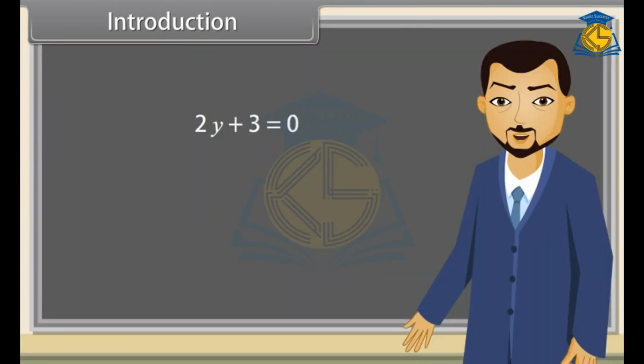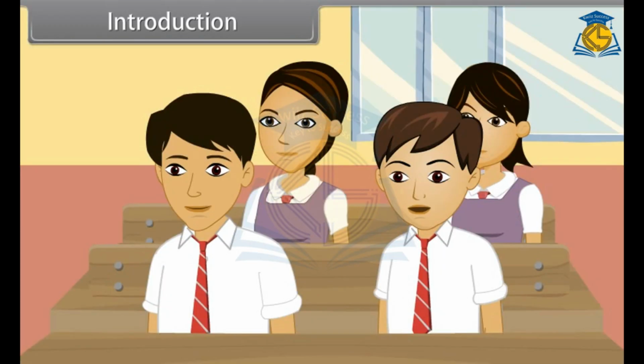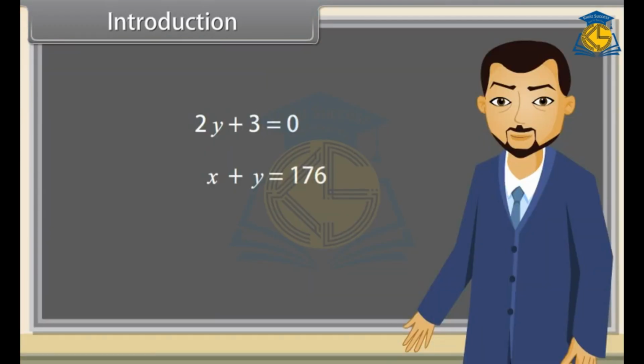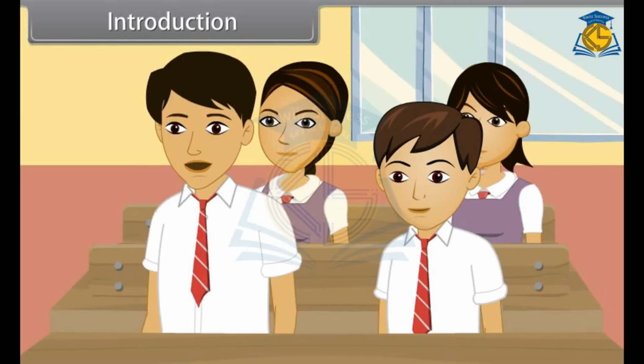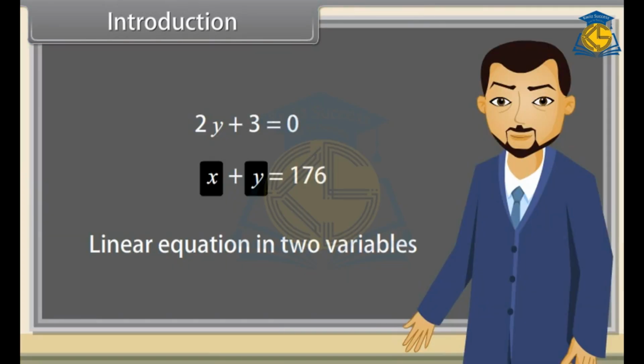Correct. Now tell me which equation is this? This is also a linear equation. Yes, this is also a linear equation, but it has two variables, x and y. So it is called linear equation in two variables. We want to know more about this, sir. Okay, so we will study linear equations in two variables today.